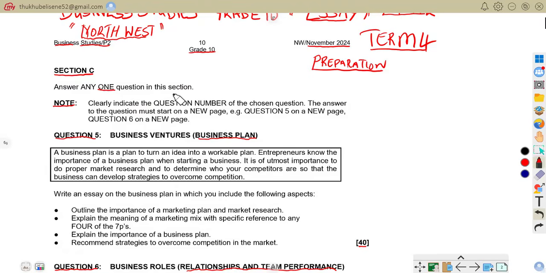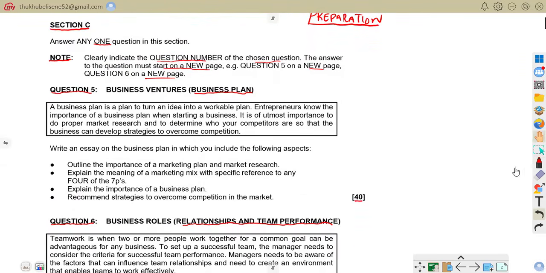Answer any question in this section. Note, clearly indicate the question number of the chosen question. The answer to the question must start on a new page. For example, question 5 on a new page, question 6 on a new page. So now we are on question 5, business ventures, where we are going to talk about business plan.